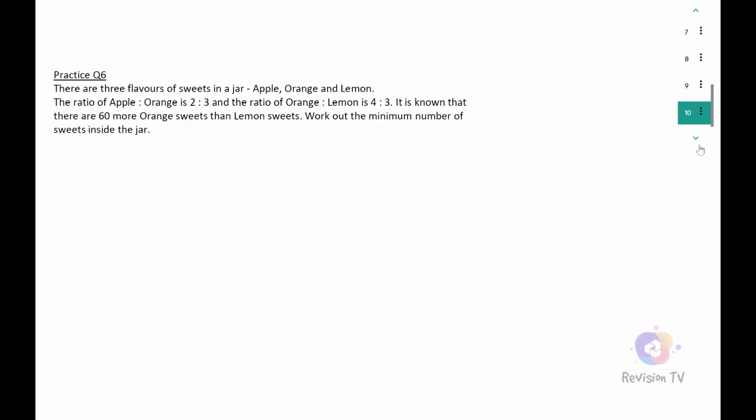Last practice question of the lesson. Have a go with the question. When you're ready for your answer, you can press play.